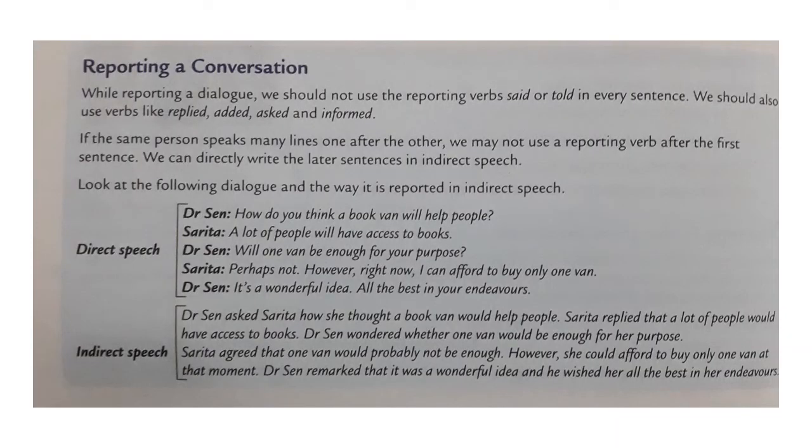Reporting a conversation. While reporting a dialogue, we should not use the reporting verbs said or told in every sentence. We should also use verbs like replied, added, asked, or informed. If the same person speaks many times, one after the other, we may not use the reporting verb after the first sentence. We can directly write the later sentences in indirect speech.